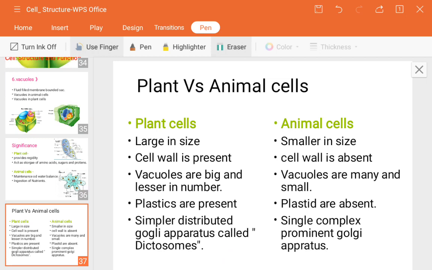Now, the simply distributed Golgi apparatus in plant cells are called dictyosomes. While learning the Golgi apparatus, I told you what dictyosomes means. It is a particular name given to the Golgi apparatus which is present in plant cells. Now, the single complex, prominent Golgi apparatus means only specific Golgi apparatus are present in animal cells. So there is no specific name for the Golgi apparatus in the animal cell, it is as usual. So this was about our chapter on cell structure and functions.